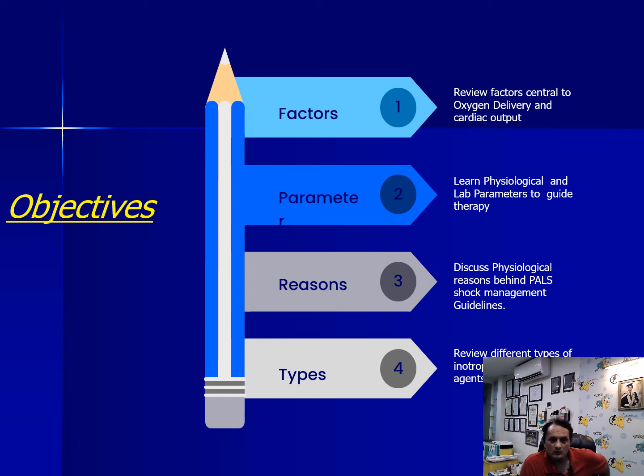First of all, the objectives for this presentation. We need to discuss the factors central to oxygen delivery and cardiac output. Also, we need to learn physiological and lab parameters to guide shock therapy, and we are going to discuss the physiological reasons behind the PALS shock management guidelines. We'll also quickly review the different types of inotropes and vasoactive agents commonly used in pediatrics.